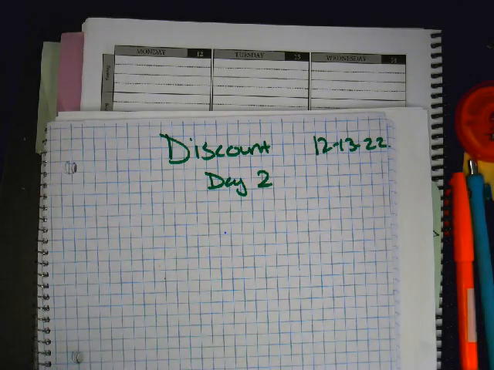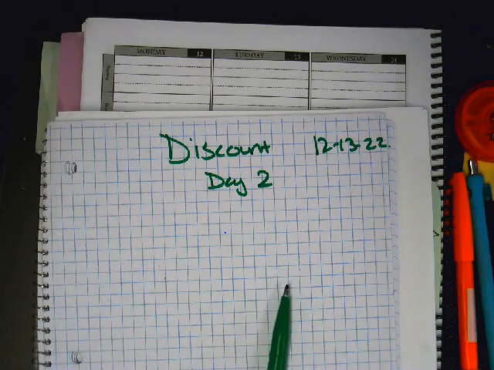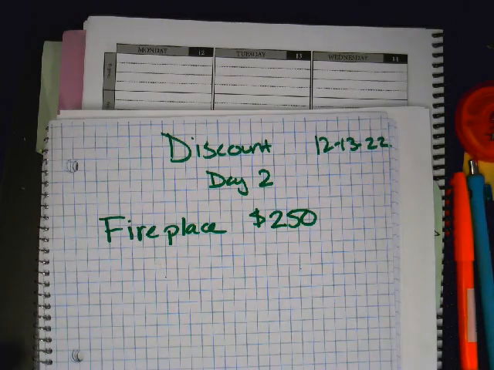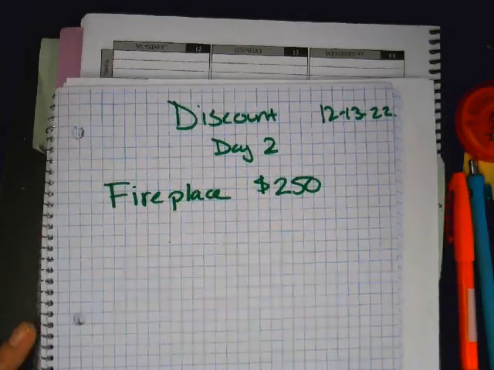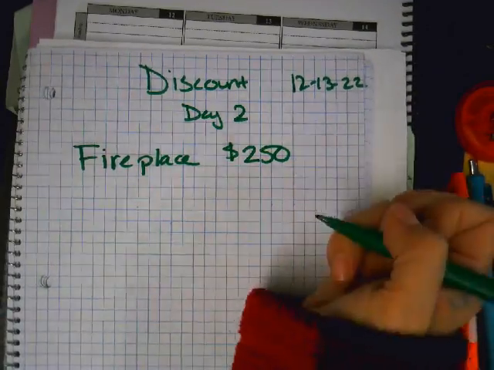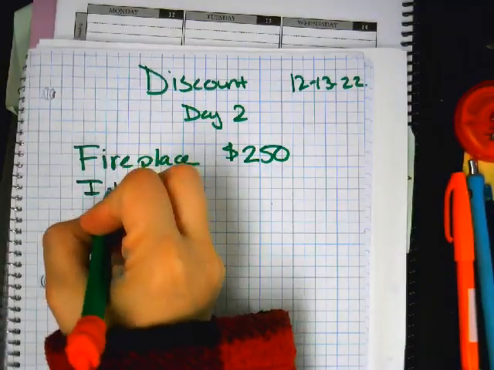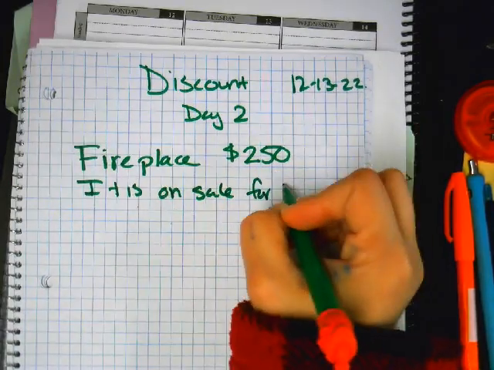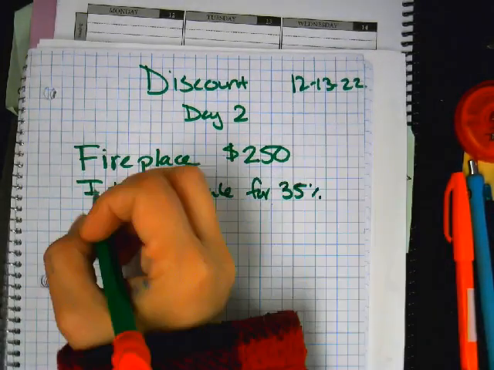So let's see, what else do I need to buy? You go on Best Buy. Oh, we need a toaster, a PS5. Okay, the fireplace for our classroom, that would be pretty cool. Costs $250. It is on sale for, let's say, 35% off.